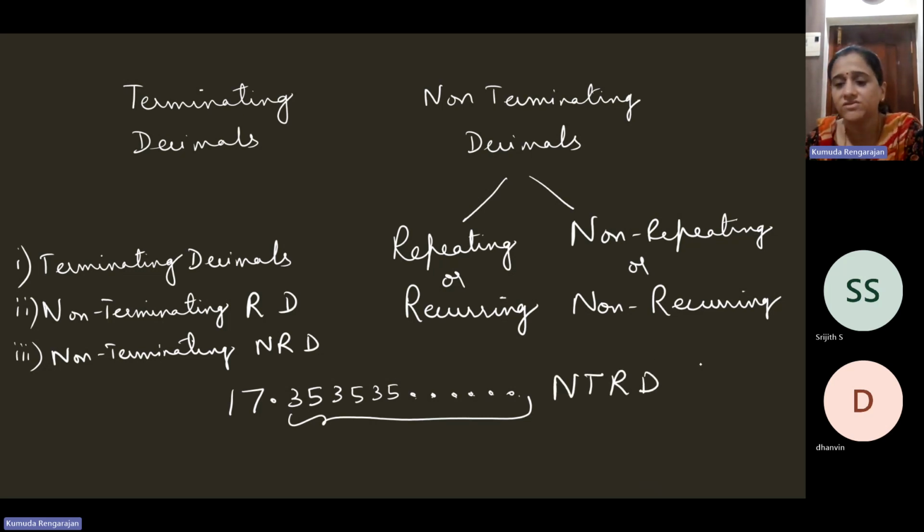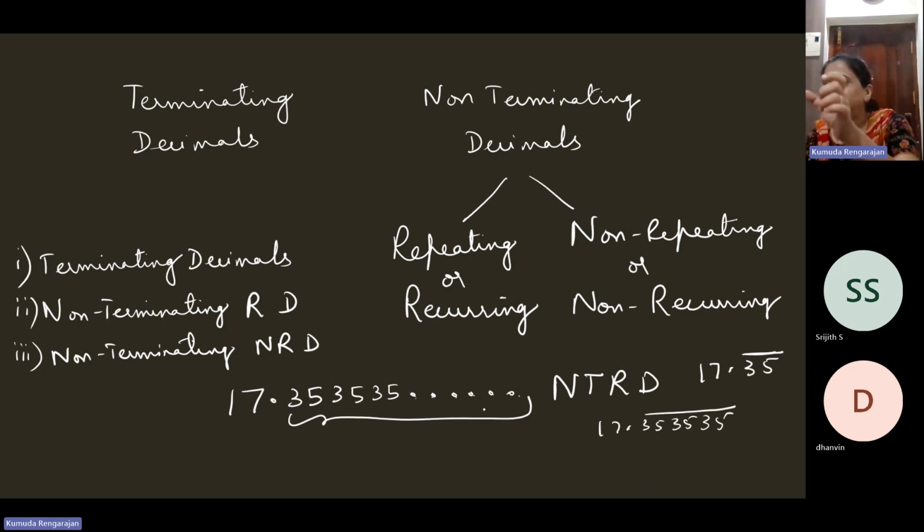You can also write this as 17.35 and place a bar on top of 35. Because these 2 digits 3, 5 repeat, right? So you can just write that repeating portion once and put a bar on top of it. Don't write 17.35, 35, 35 and then not put a bar. Just write that repeating block once. The digits that repeat, just write them once and place a bar on top of those digits.